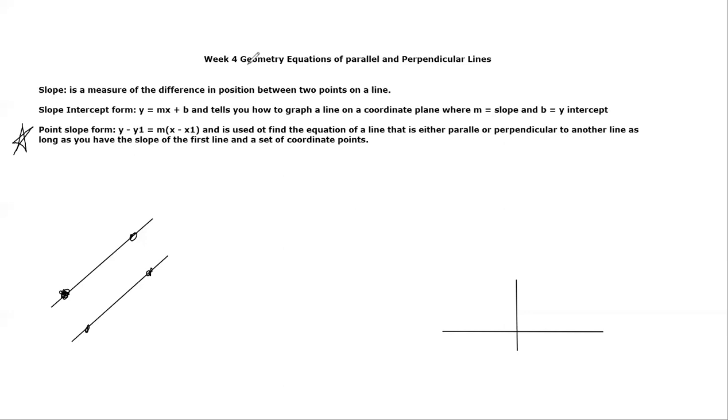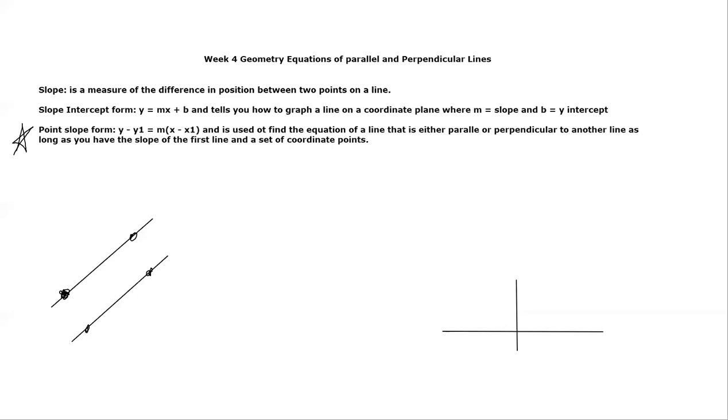And it is used to find the equation of a line that is either parallel or perpendicular to another line, as long as you have the slope of the first line and a set of coordinate points. These are the conditions of the problems that you are going to be doing this week. And you're going to be doing it in this way.